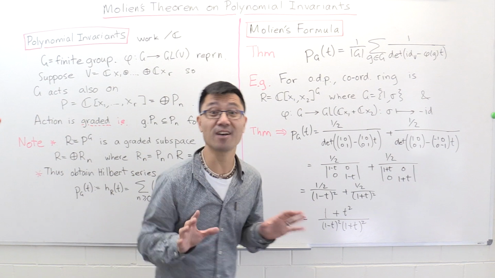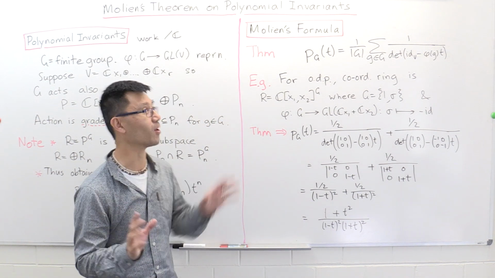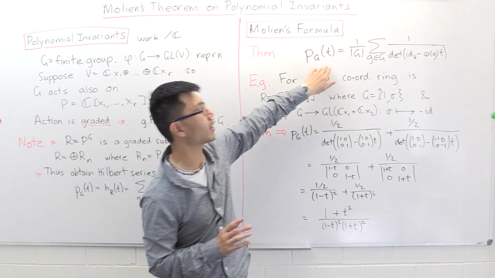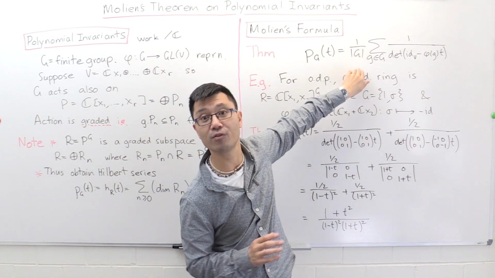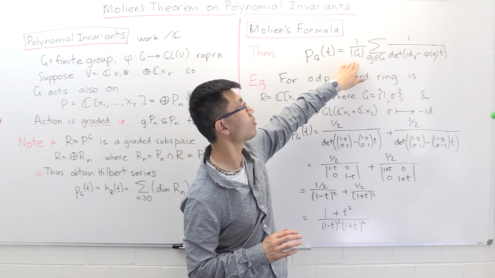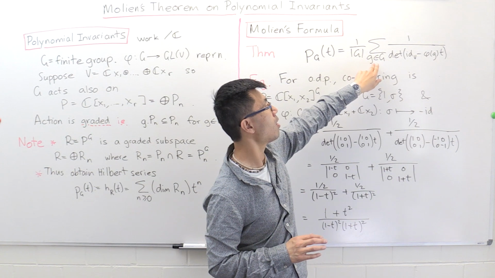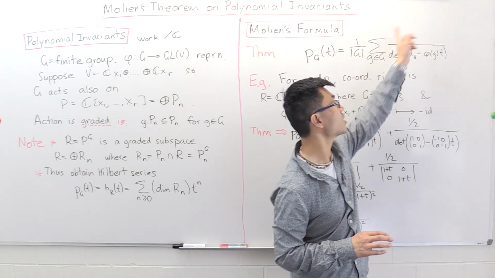Let's now see what Molien's beautiful formula is for this. It turns out to be an average over the group. It's 1 over the order of the group times the sum over all the group elements of this expression here.